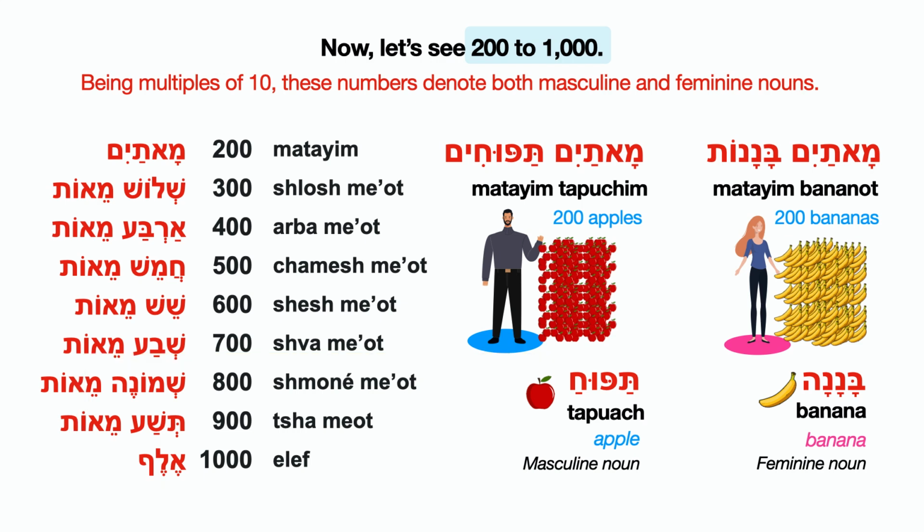So now let's look at the applications. To say 200 apples, we say matayim tapuchim. And to say 200 bananas, we say matayim bananot. Now, how do you say 600 apples and 600 bananas? 600 apples would be sheshmeot tapuchim. And to say 600 bananas, we say sheshmeot bananot.